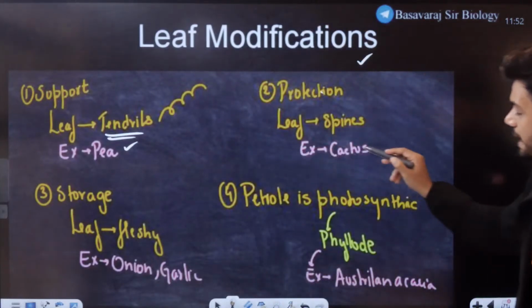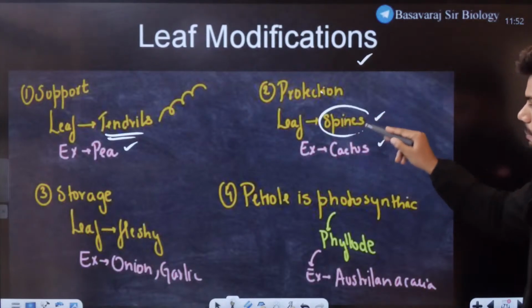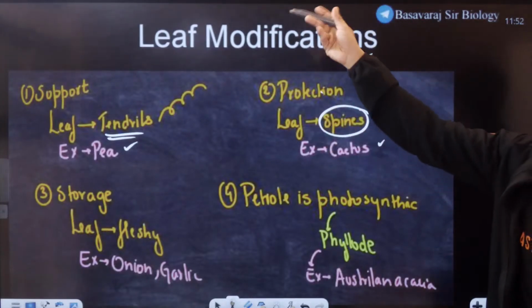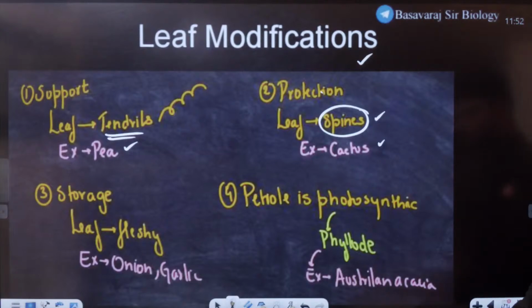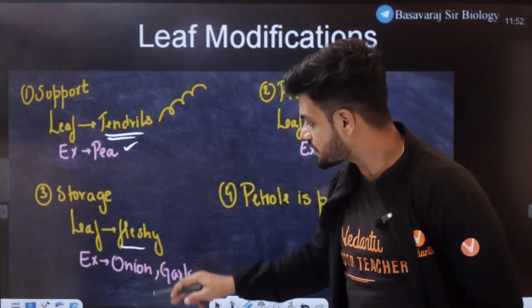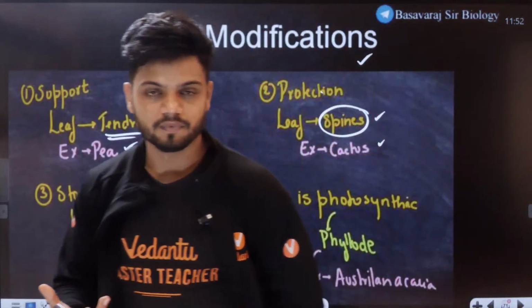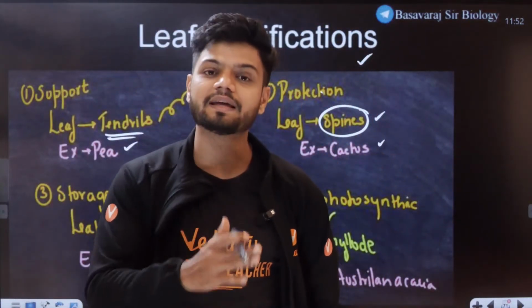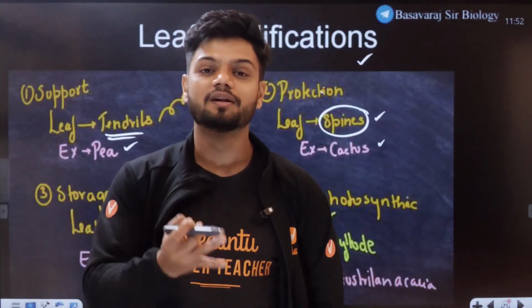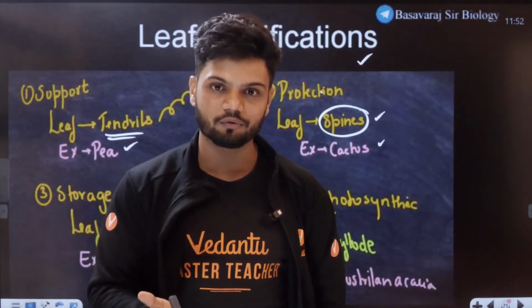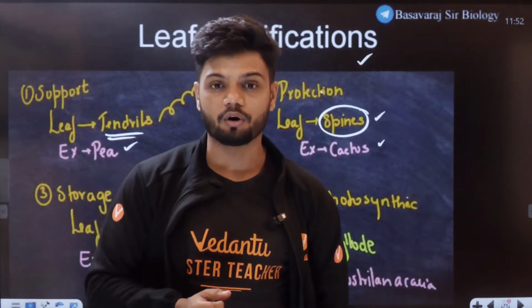Then the next one is protection. That is, cactus can have spines. I told you, spines are leaf. Thorn is stem. Thorn is stem. Here, for storage, we learned fleshy leaves. Onion and garlic which you eat nicely, no? That is a leaf. Onion, garlic which you're cutting and crying and eating, no? That is nothing but the leaf which you are eating of a garlic or an onion.